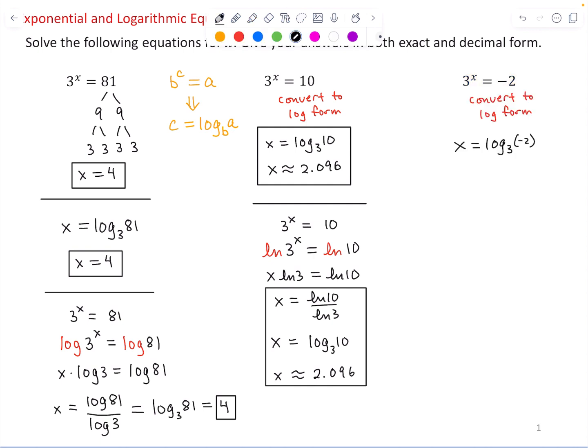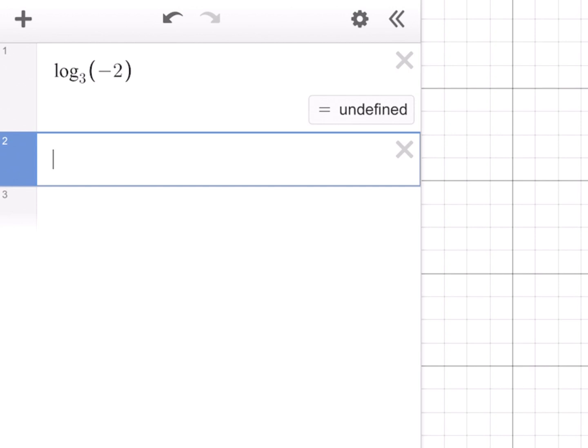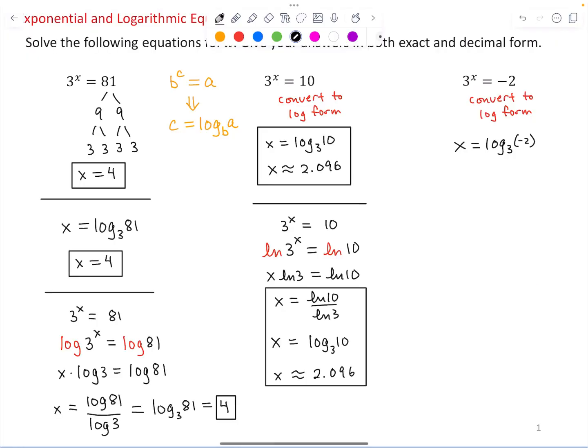And this third one over here, if I simply convert this to log form, I get x must be log base 3 of negative 2. Notice this gives me undefined in my calculator. That's because the argument of a logarithm must be a positive number. We cannot do logarithms of negative numbers or logarithms of 0. And that's because the output of an exponential must also be positive, not 0 or negative. 3 raised to a number cannot produce 0 or a negative result.